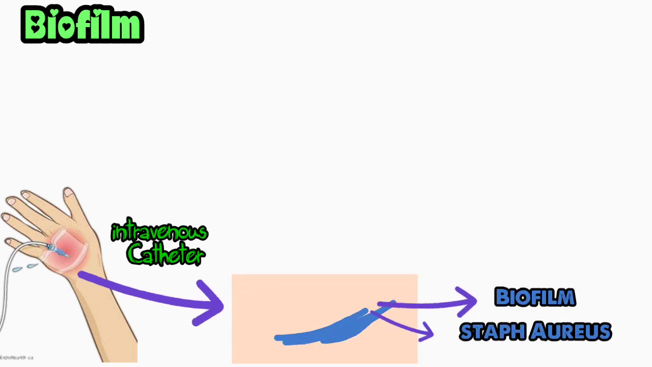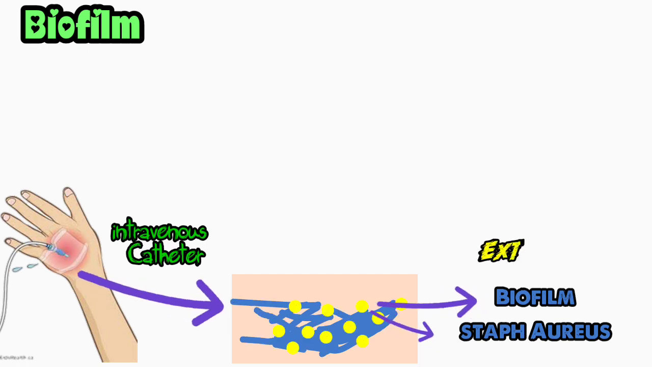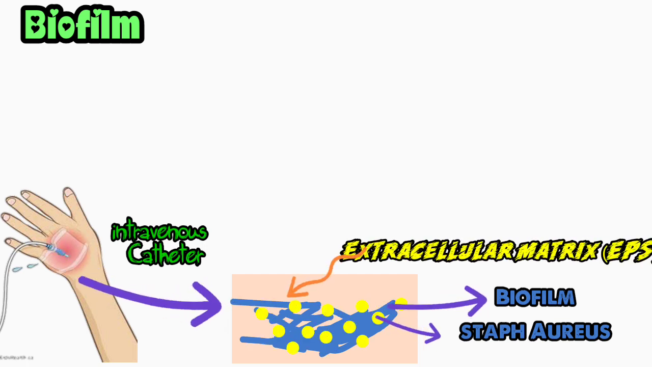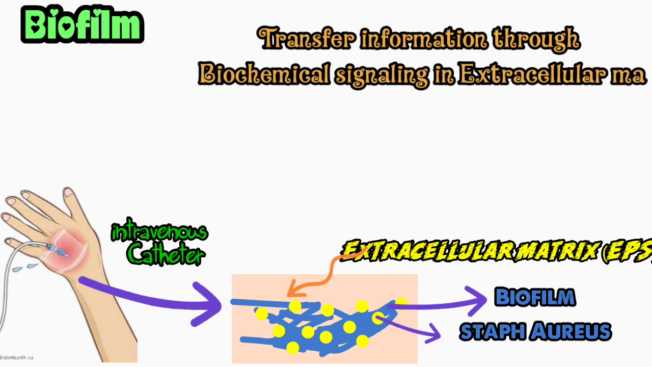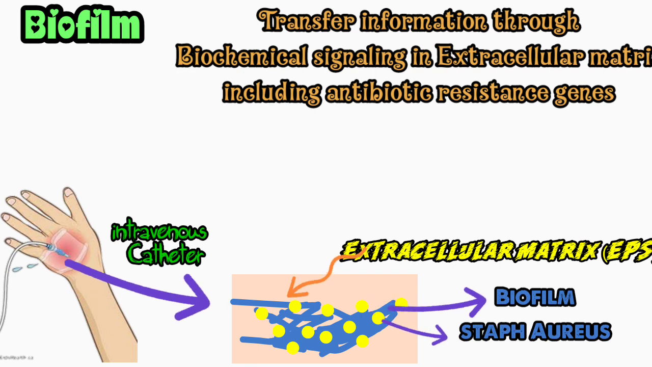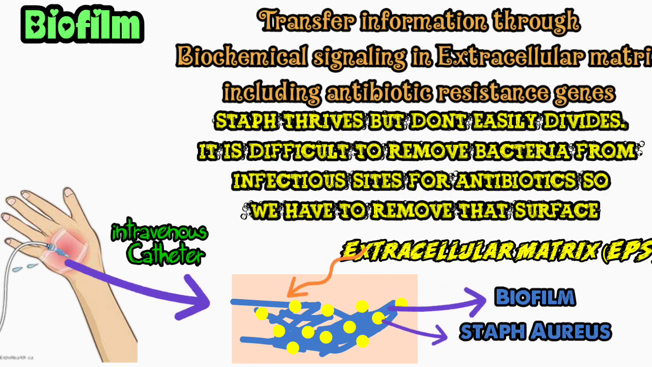Biofilm is an essential layer of slime where Staph aureus live. The bacteria start forming an extracellular matrix which contains EPS. The bacteria that are enveloped by the extracellular matrix interact through biochemical signaling and can exchange matrix and DNA information through it, including antibiotic resistance genes. Staph thrives but doesn't easily divide. It is difficult for antibiotics to remove bacteria from infectious sites, so we have to remove that surface.